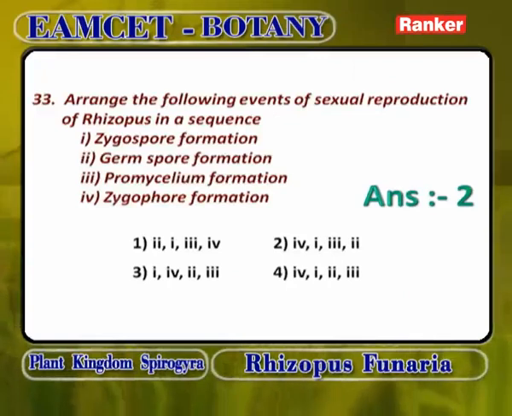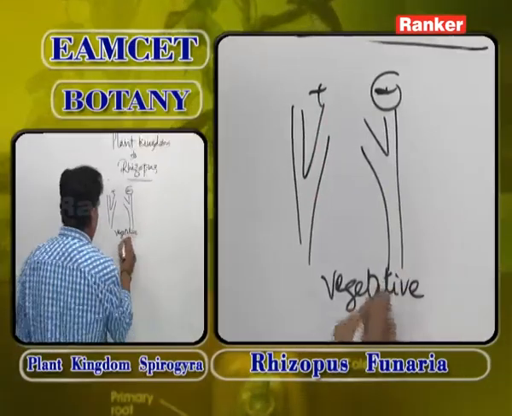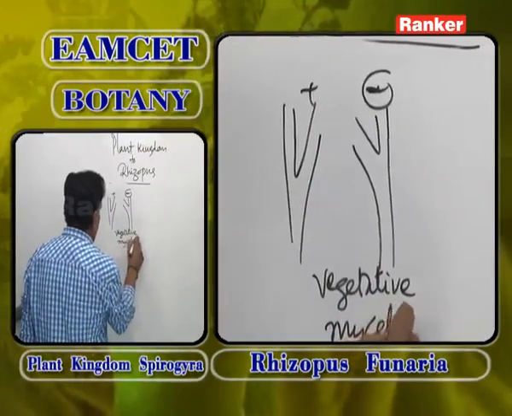Arrange the following events of sexual reproduction of Rhizopus in a correct sequence. First is zygophore formation. What is zygophore? First, a vegetative mycelium, plus and minus, identified. But they are called vegetative mycelia, which cannot be involved in sexual reproduction.